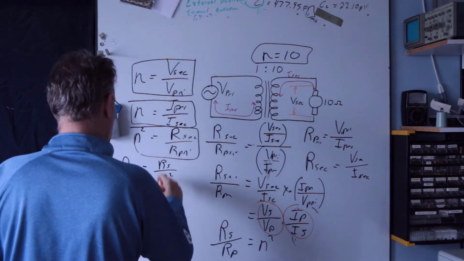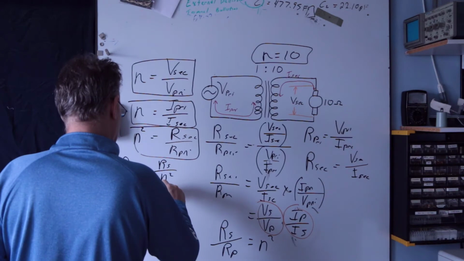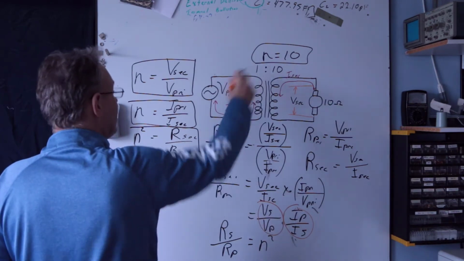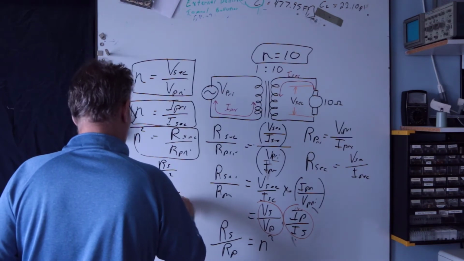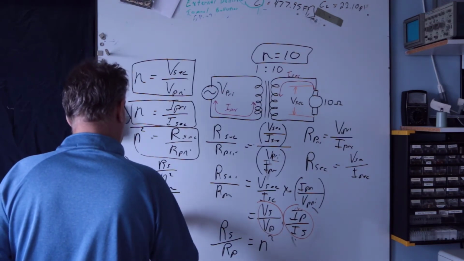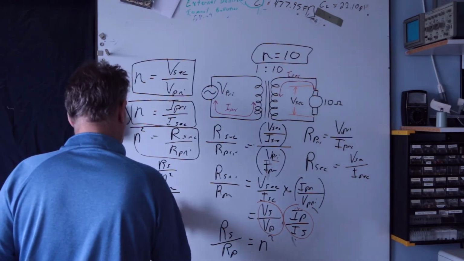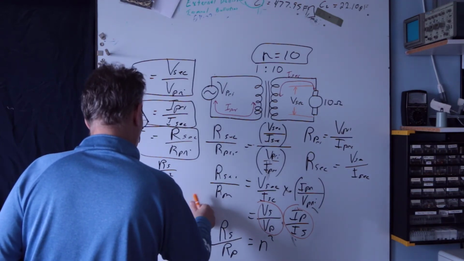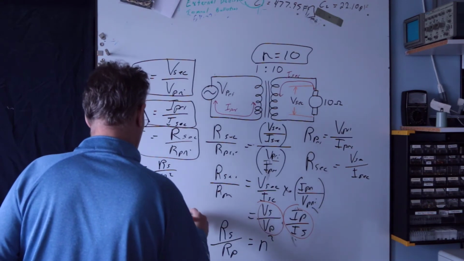Okay, so my R secondary in this case is 10 ohms divided by N squared. N is 10, so that's 100. Okay, so let me just do this. I can say, no, it's 100 ohms. I just started to write it amp.